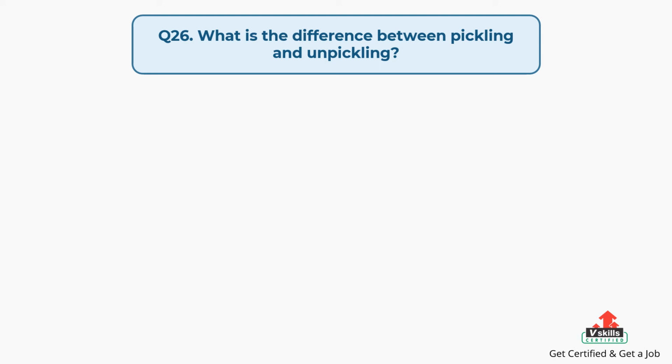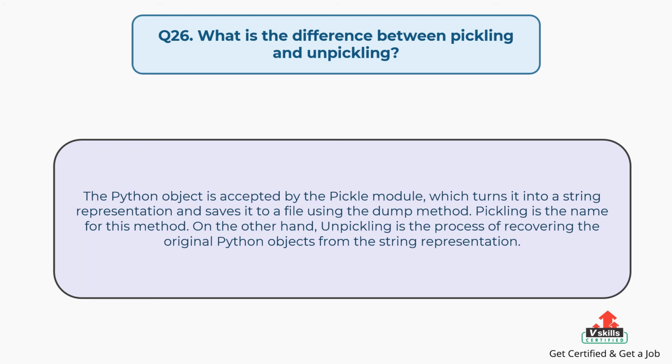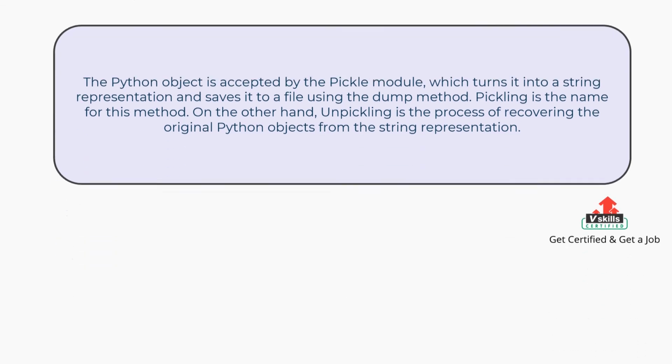Question number 26. What is the difference between pickling and unpickling? The answer is: the pickle module accepts a Python object, turns it into a string representation, and saves it to a file using the dump method. Pickling is the name for this method. On the other hand, unpickling is the process of recovering the original Python objects from the string representation.